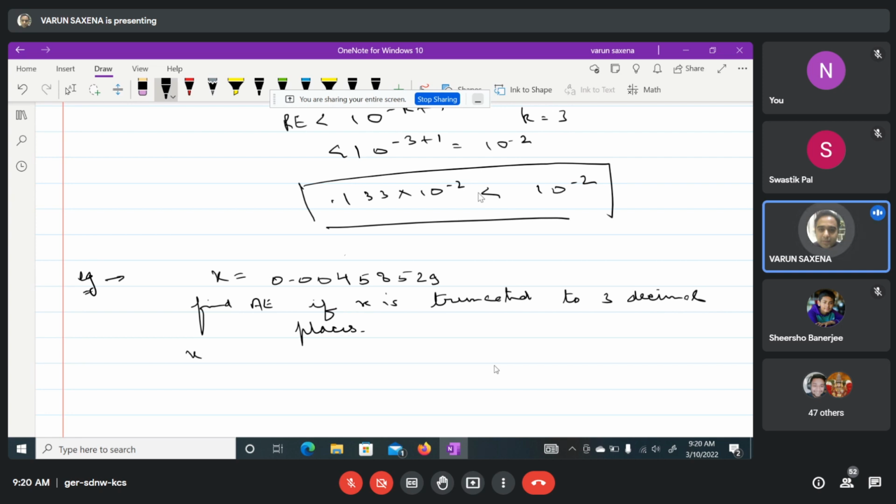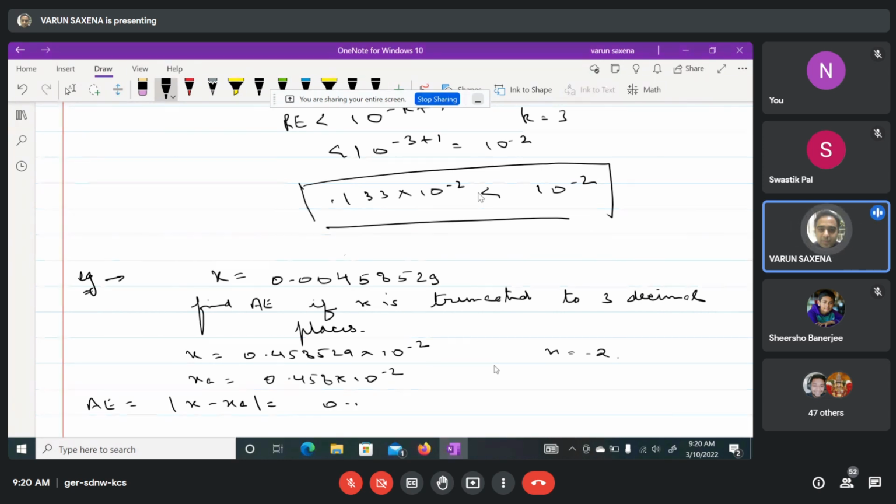Okay. So let's just first write x. X is 0.45859 into 10 to the power of -2. So your n is -2. Okay. XA, it is truncated to 3 decimal places. So you have 0.458 into 10 to the power minus 2. Absolute error is going to be this quantity. And this will come out to be 0.0000529 into 10 to the power of minus 2.